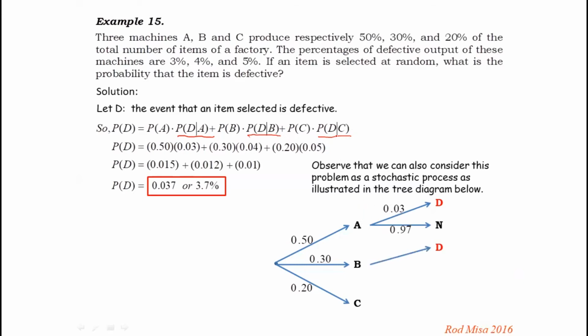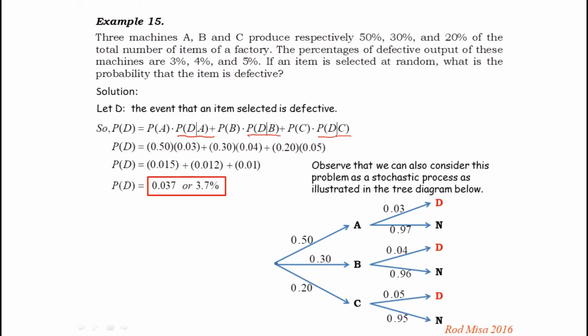But machine B can produce also defective and non-defective items. But it's given in the problem that machine B can produce on the average 4% defective items. So therefore, we have a production of 96% non-defective items from machine B. Also, machine C can produce defective and non-defective items. And it's given in the problem that on average, this machine C can produce 5% defective items. So therefore, we say that we have a probability of 95% of producing non-defective items from this machine C.